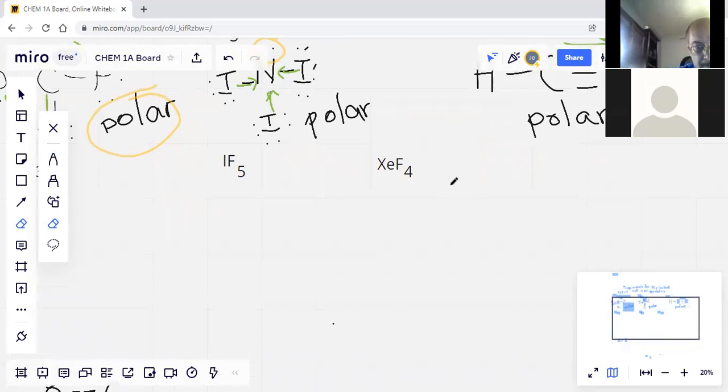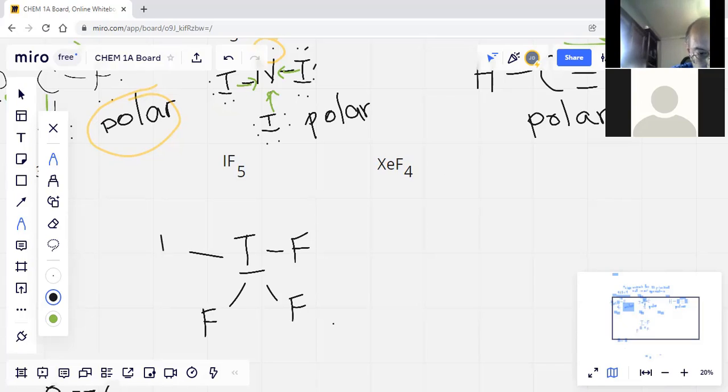Okay. So IF5 is what we're going to do. So here we go again. We have I, and then we have 5 fluorines around it. We're going to put lone pairs around all of those fluorines until we complete octets.